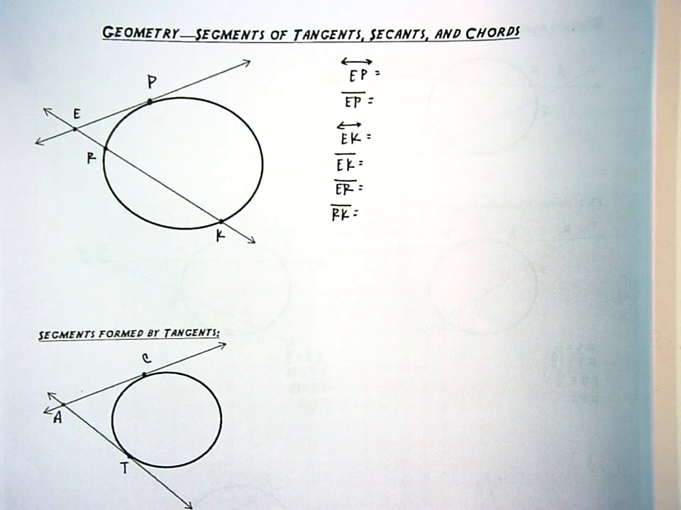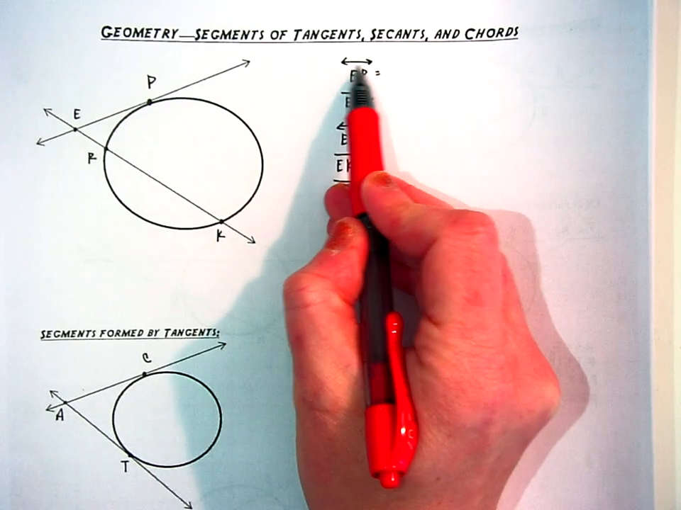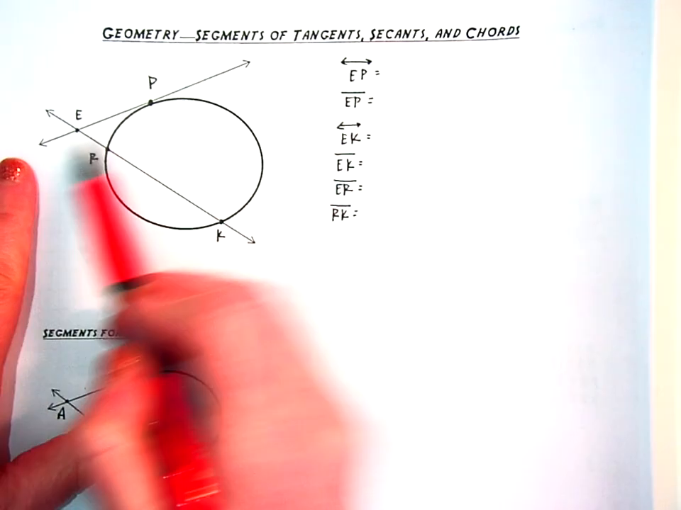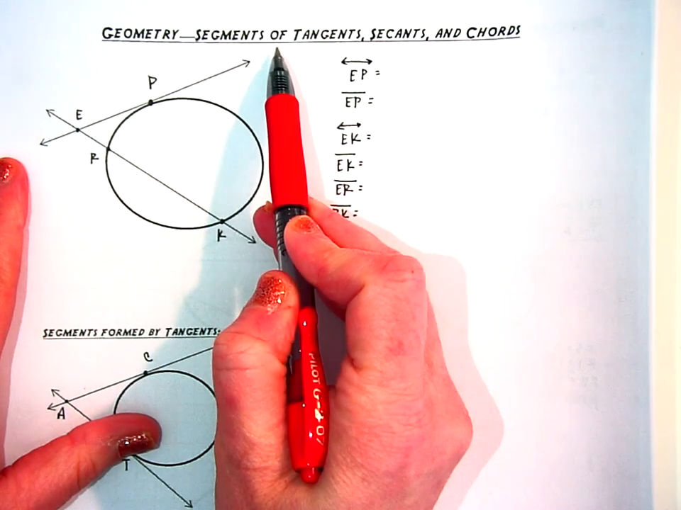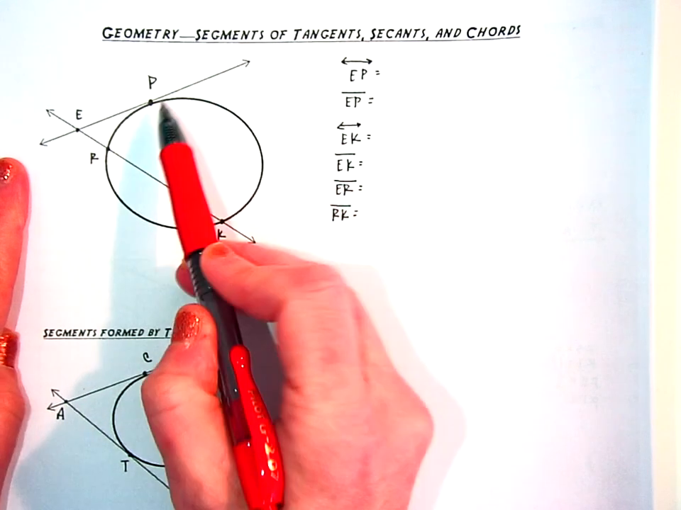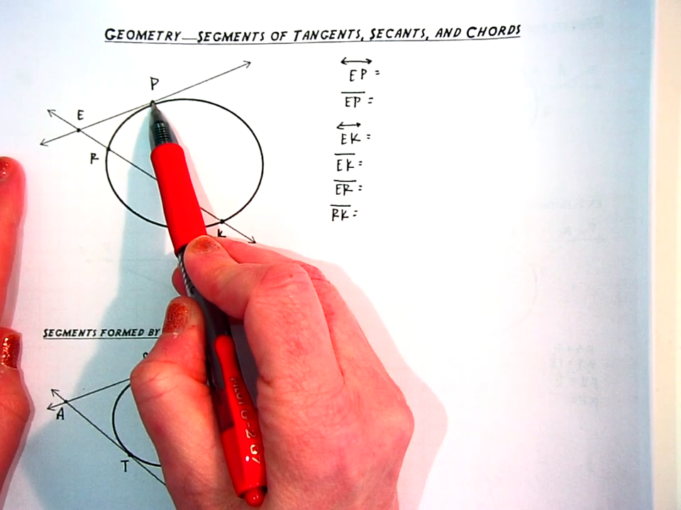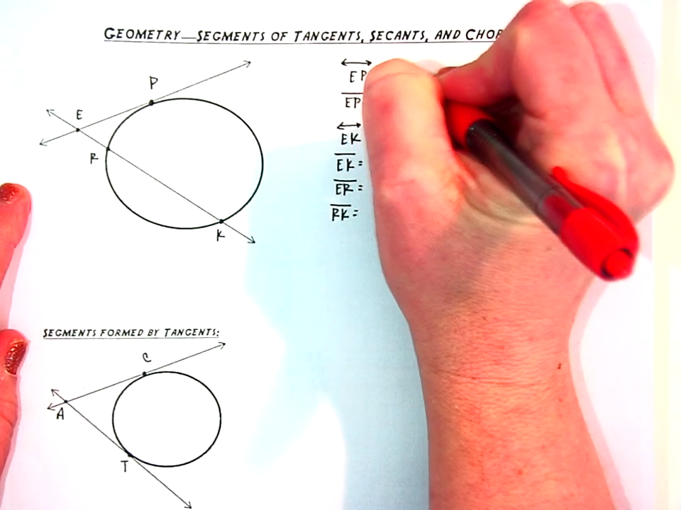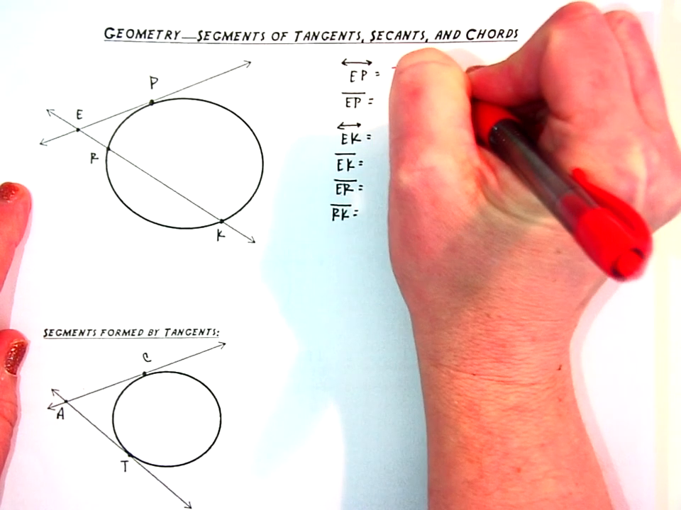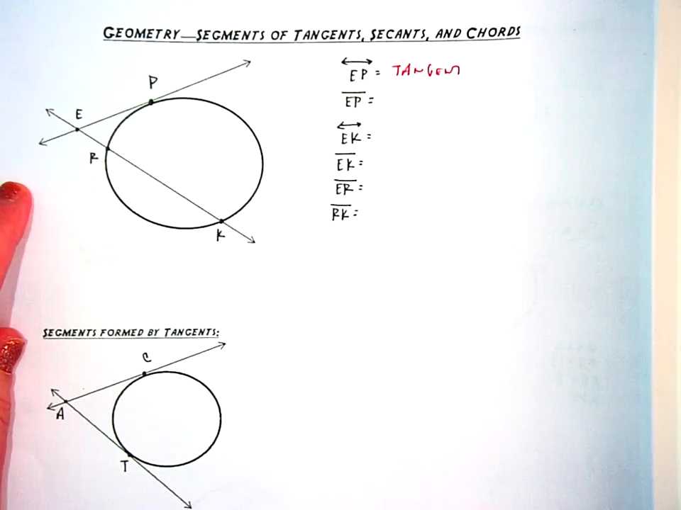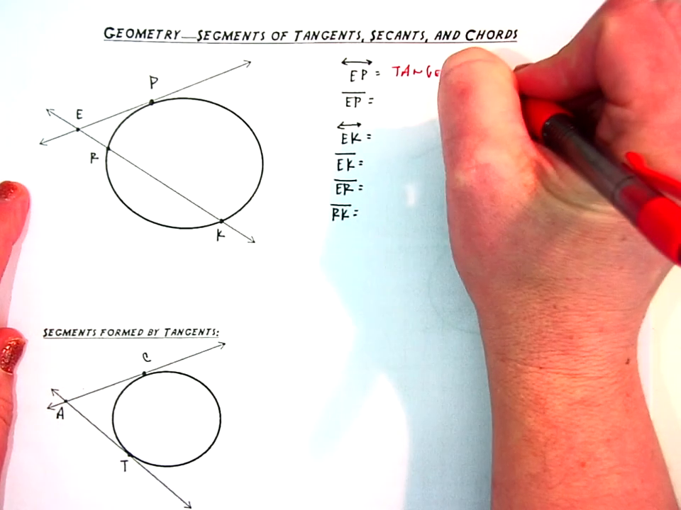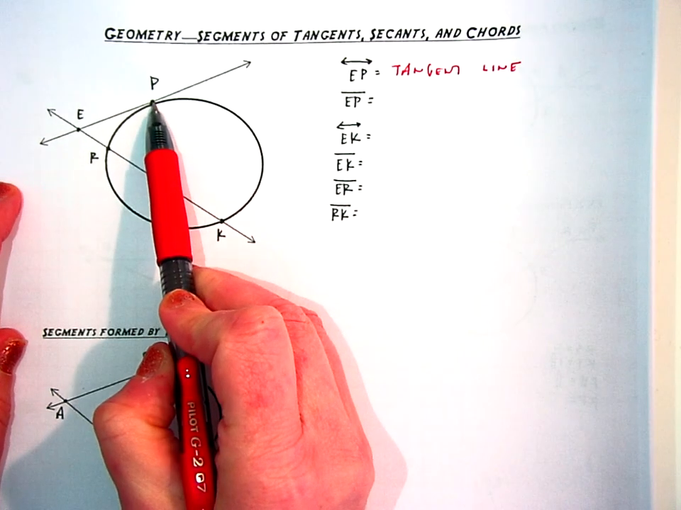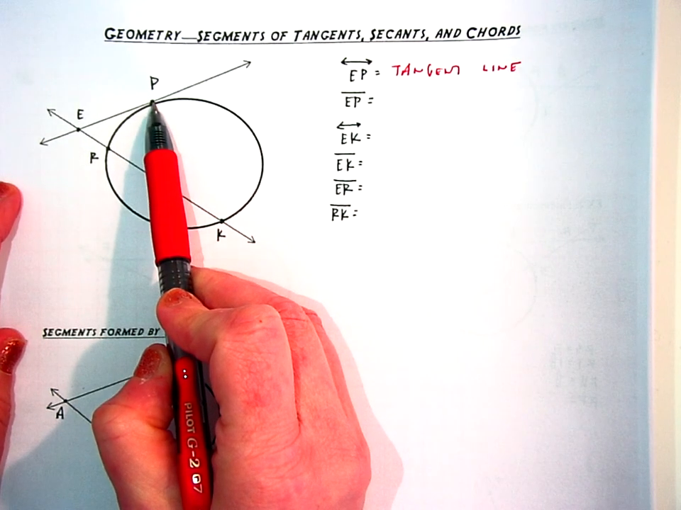So first up, if I'm looking at a line, right, that notation means it's a line, and it's passing through E and P. So right here, I'm looking at that line. So I can see that it's touching the circle in one spot right here. So this is a tangent line, right? Just a type of line that touches the circle in one location. So a tangent line. And that point right there, that is the point of tangency.